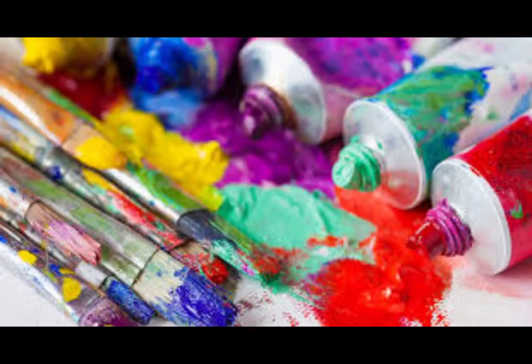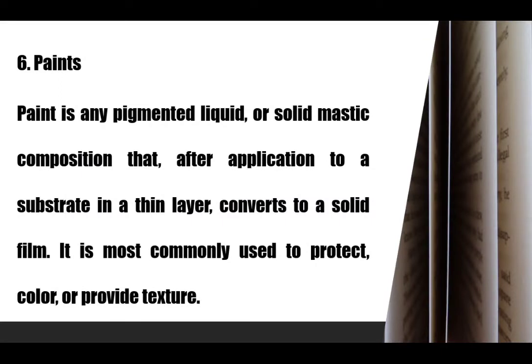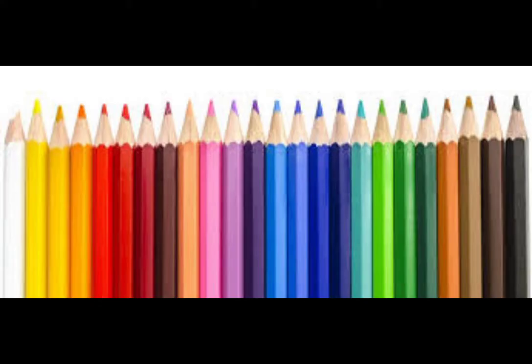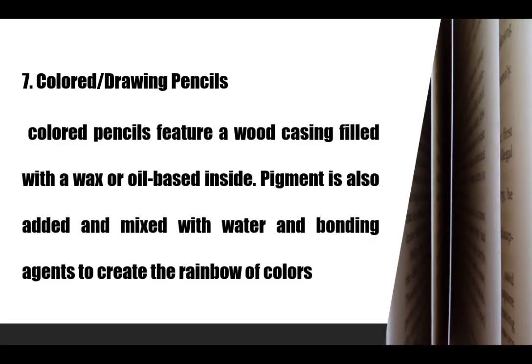For the sixth, we have the paints. Paint is any pigmented liquid or solid mastic composition that, after application to a substrate in a thin layer, converts to a solid film. It is most commonly used to protect, color, or provide texture. For the seventh one, we have the colored or drawing pencils. Colored pencils feature a wood casing filled with wax or oil base inside. Pigment is also added and mixed with water and bonding agents to create the rainbow colors.